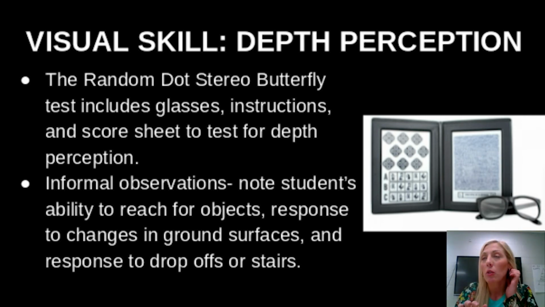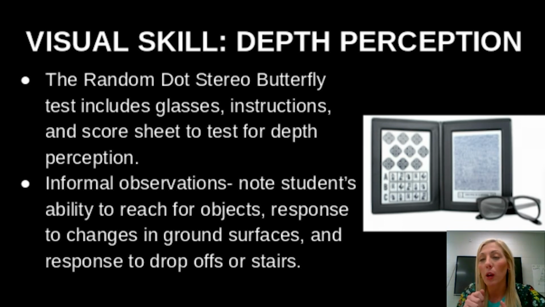Another one that you can put out in the hallways: put 2 chairs, one more in front of the other, and ask which chair is closer to you, which one's farther away, which one's closer. That's an informal depth perception test.